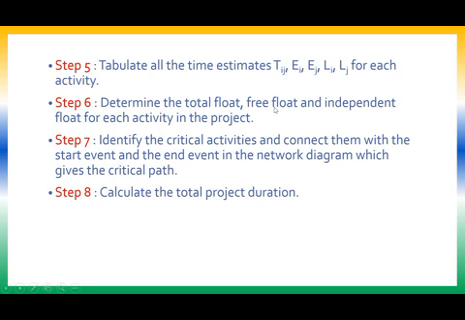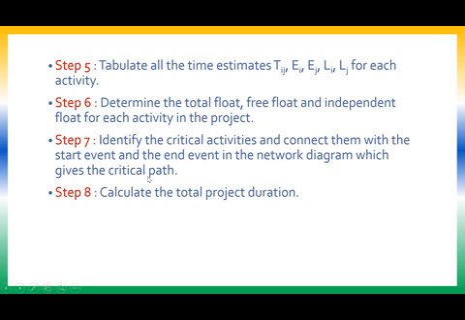After calculating all this, the critical path is the one which has its total float as 0. So identify the critical activities and connect them with the start event and the end event in the network diagram, which gives us the critical path. Identify all the critical activities starting from the start node up to the termination node or the end node. That total collection, or a sequence of these critical activities, will form the critical path.